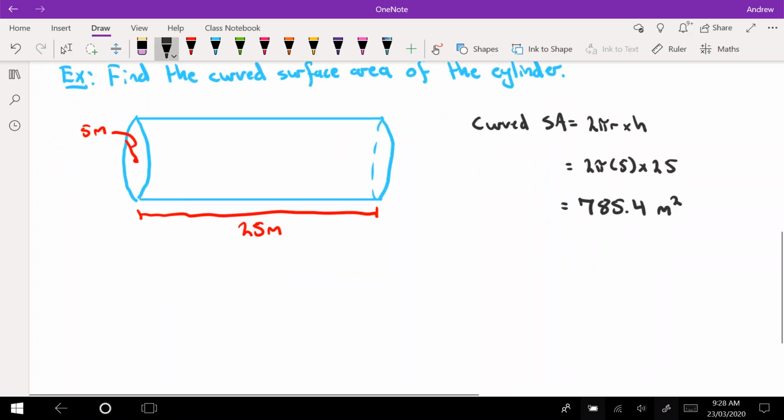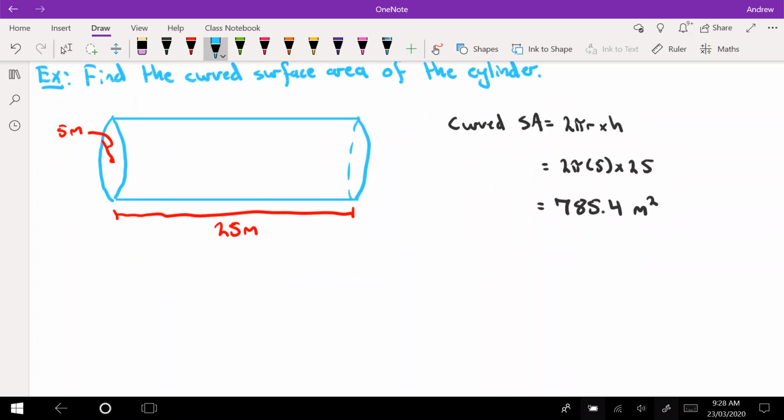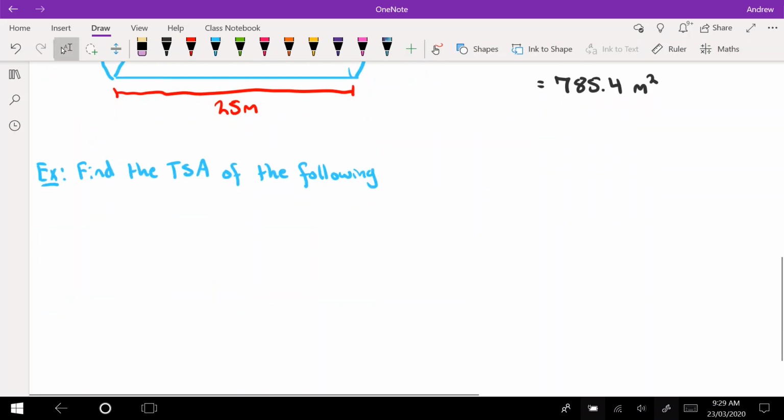All right. Find the total surface area of the following. Now, bear with me, because this is not going to be the best drawing in the world. Okay.